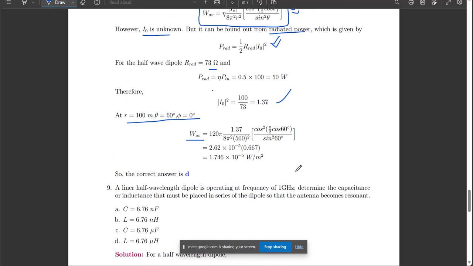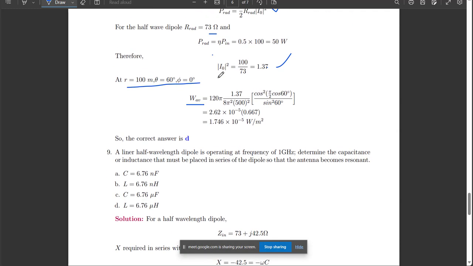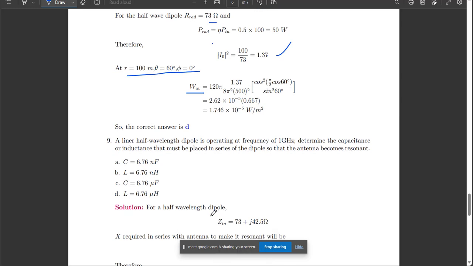First, from this assignment, you take out that the radiation resistance of a half wave dipole is 73 ohm, whereas the impedance is 73 plus 42.5 j ohms. So Z input for a half wave dipole is 73 plus 42.5 j ohms. The next question is dependent on this.